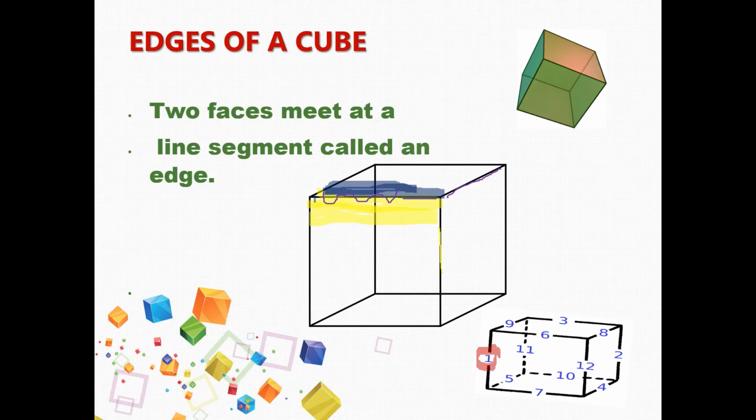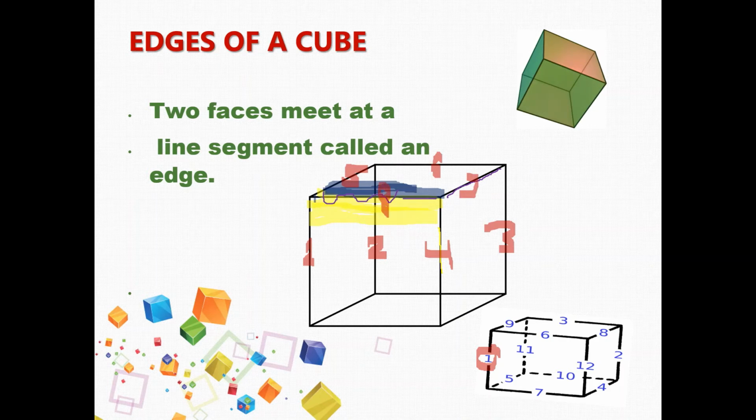And can you count yourself? So how many edges are there? Yes. So let's count it over here. If this is the first one, this is the second, this is the third edge, and this is the fourth edge. So this is the fifth one, sixth one, seventh one, and eighth one.